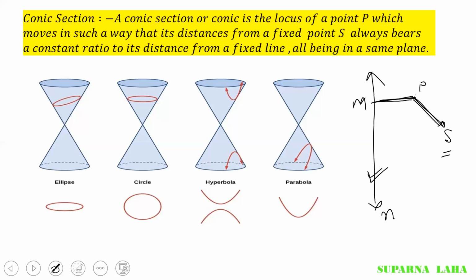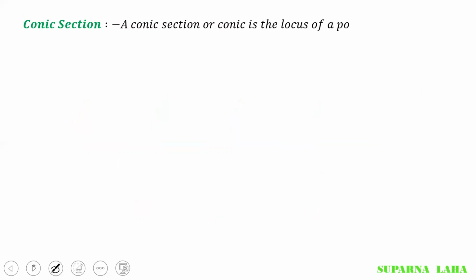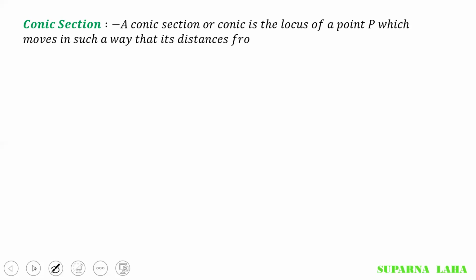Okay, now what is this fixed point called? What is this constant ratio, and what about this fixed line? Okay, so just go through this conic definition of the conic section. In this definition, we will find a fixed point, a fixed line, and a constant ratio.